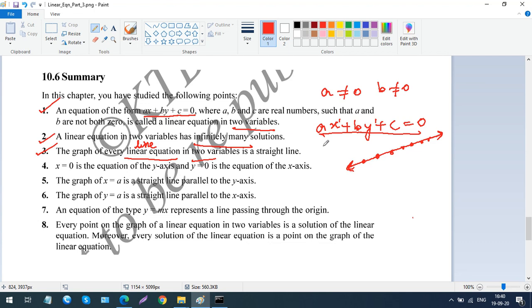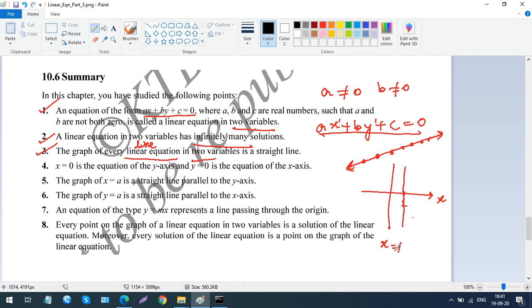Now coming to the fourth point, x equals 0 is the equation of the y-axis and y equals 0 is the equation of the x-axis. Now see, what do they mean over here? When I have the x-axis and y-axis, and I want to mark x equals 1, what do I do? I go to 1 on the x-axis, and I draw a straight line like this, right? Correct.